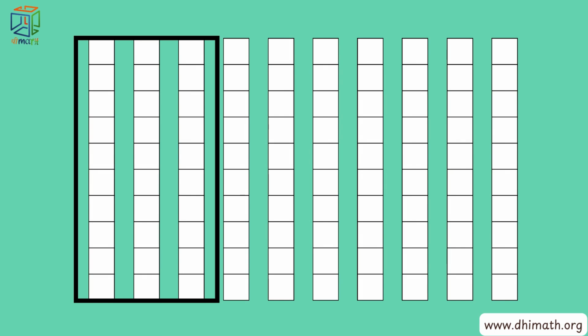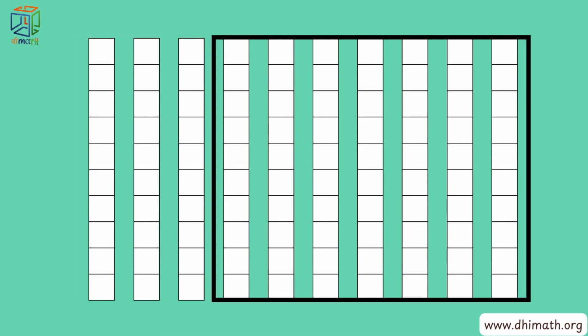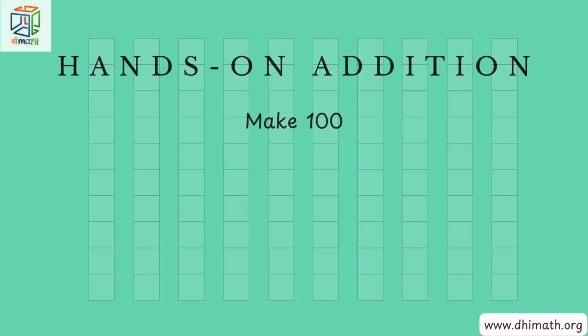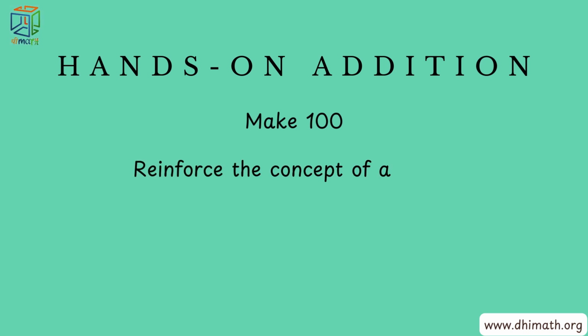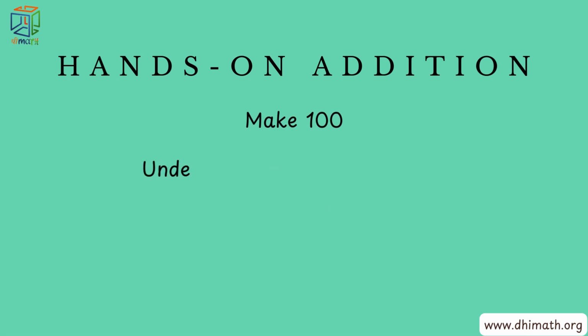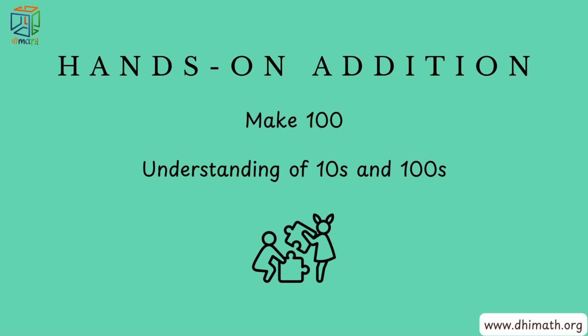How many tens are in 30 squares? How many tens are in 70 squares? Can you find other ways to split the grid into 10 to make 100? This simple activity reinforces addition concepts and introduces kids to the place value system as they learn to think of 100 as 10 times 10. This approach builds their understanding of tens and hundreds while keeping the learning hands-on and fun.